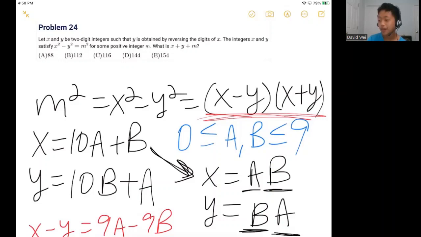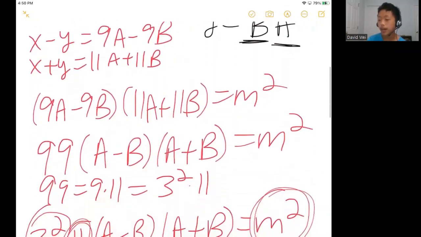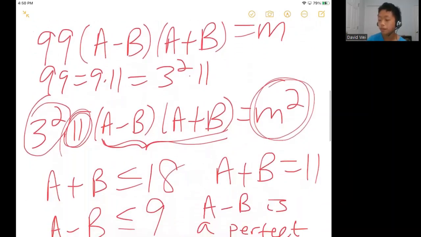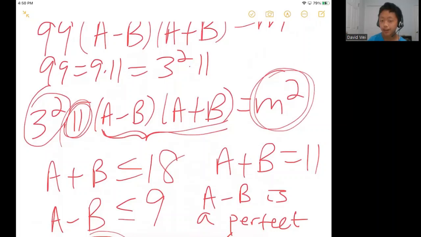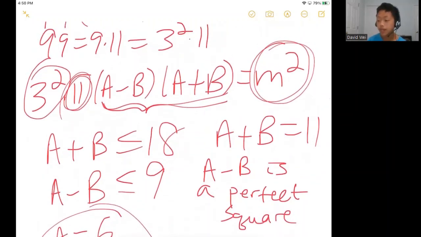So we factored it as a difference of squares, simplified, and got 9a minus 9b times 11a plus 11b equals m squared. So you get 99 times a minus b times a plus b is m squared. Then we did some bounding and logic. We found that a minus b times a plus b has to be divisible by 11, so a plus b has to be 11 because a minus b can't be 11, and there are no other multiples of 11 that satisfy these bounds.